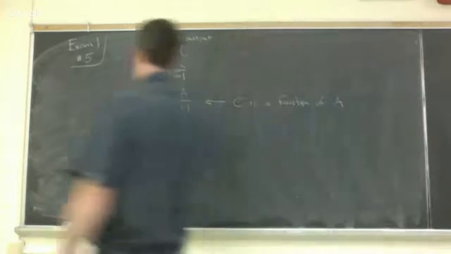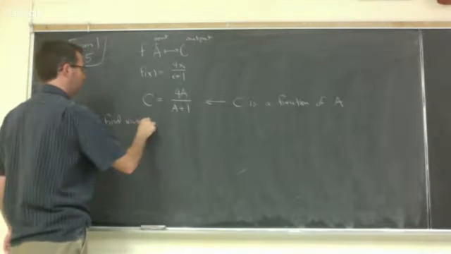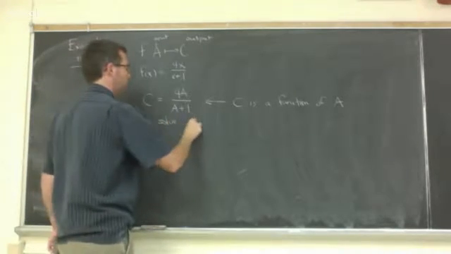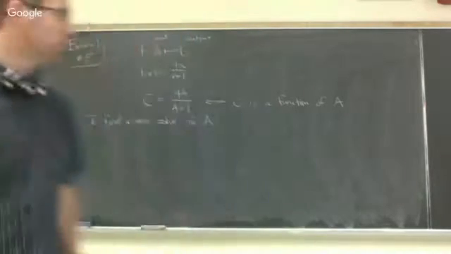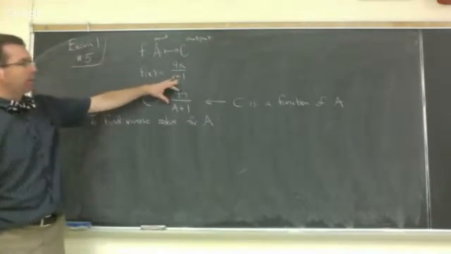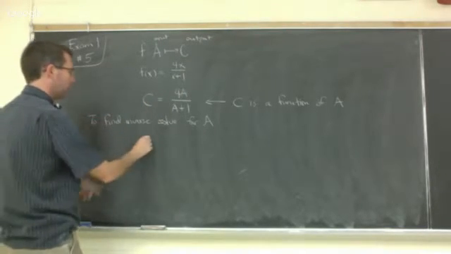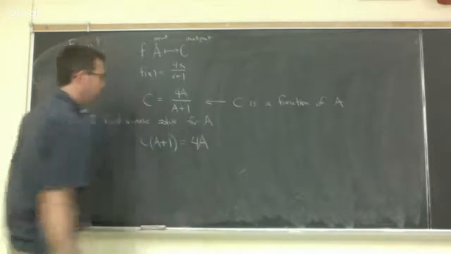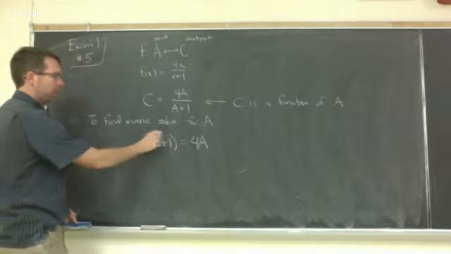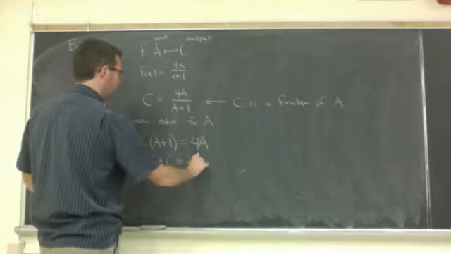So to find the inverse, we want to solve for A. Okay? So it looks complicated because there are 2 A's, but we're going to start by cross multiplying. So I get C times A plus 1 equals 4A. And then I'm going to distribute this side. So I get C times A plus C equals 4A.